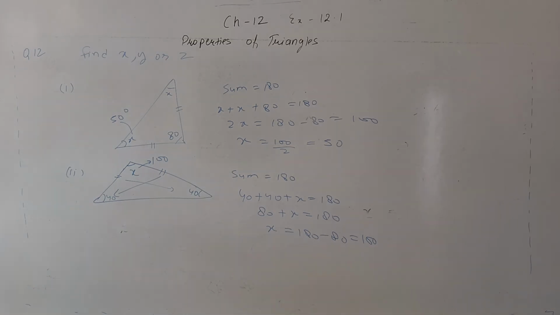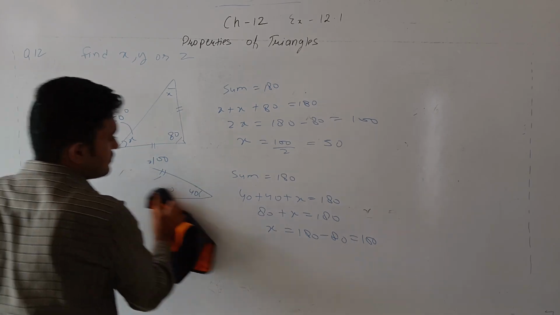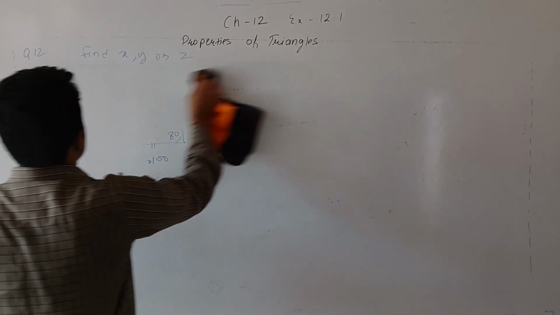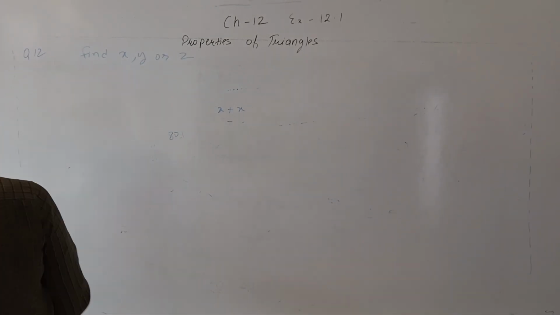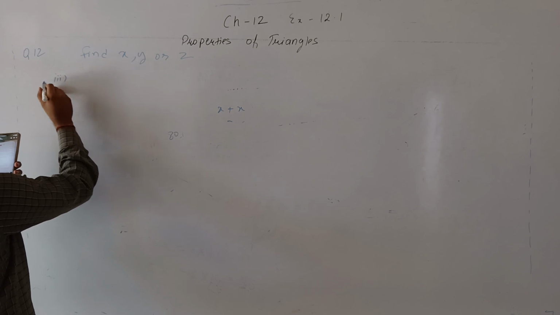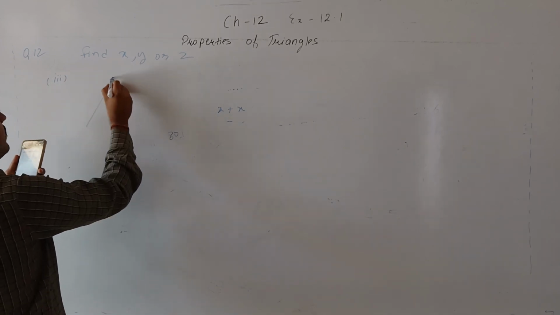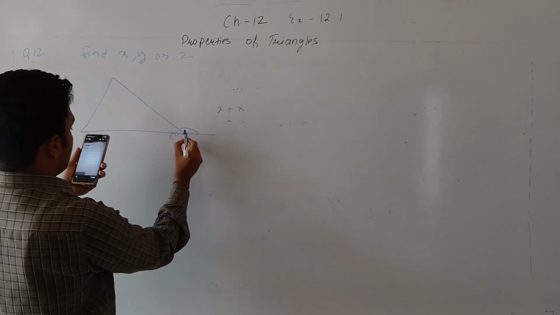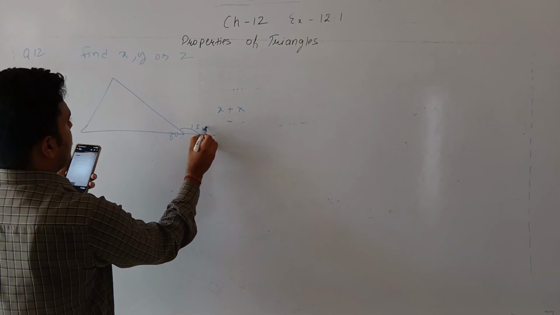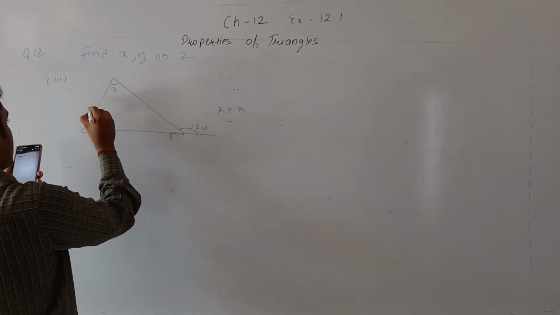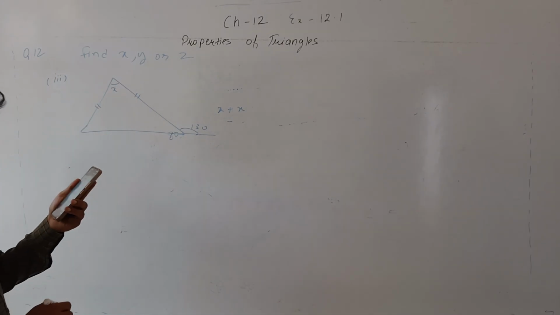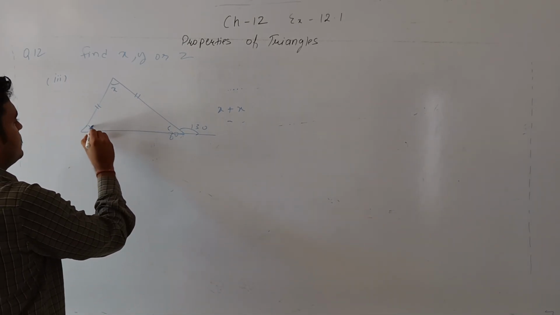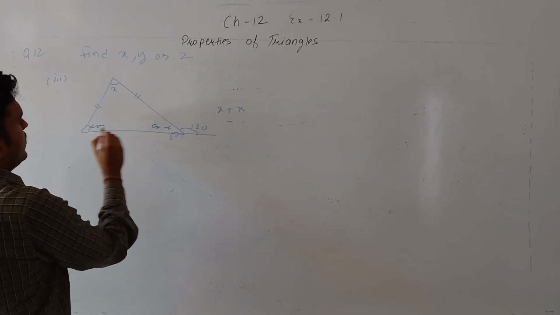Similarly, we will do the other question. Note down all the questions in your notebooks. So our third question is find the value of x. This angle is given as 130 and we have to find this angle x, and these two sides are equal. Since these two sides are equal, these two angles are also equal.